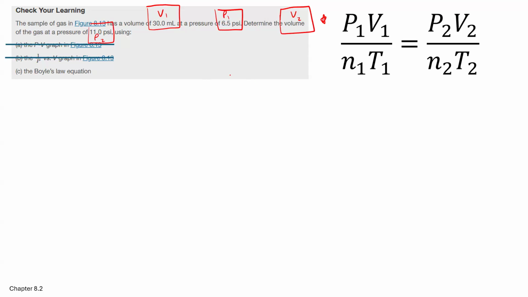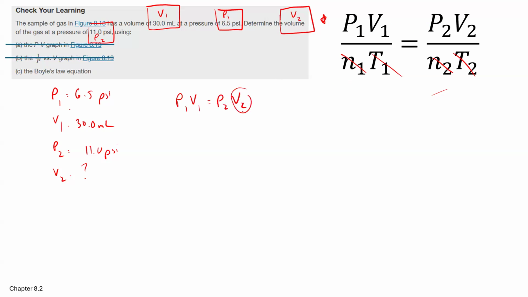Okay, so we're only using volume and pressure. We're going to cancel everything else out. And look, we have the same equation. P1, V1, P2, V2. P1 is 6.5 psi. V1 is 30.0 mL. P2 is 11.0 psi. V2 is we don't know, right? P1 V1 equals P2 V2.